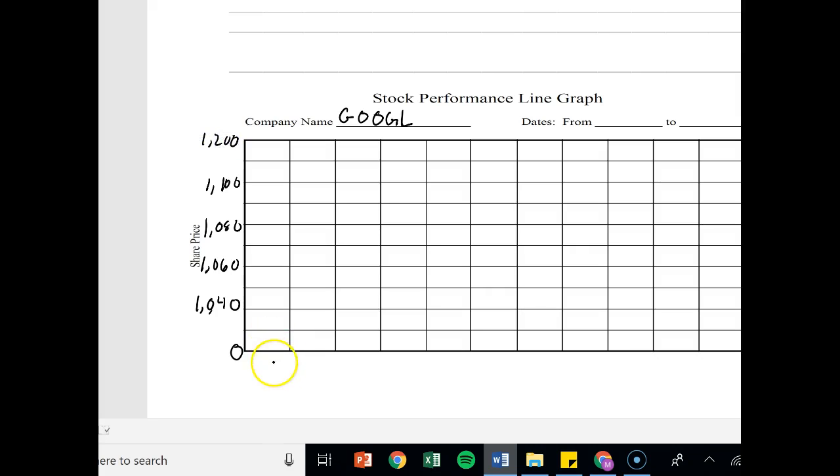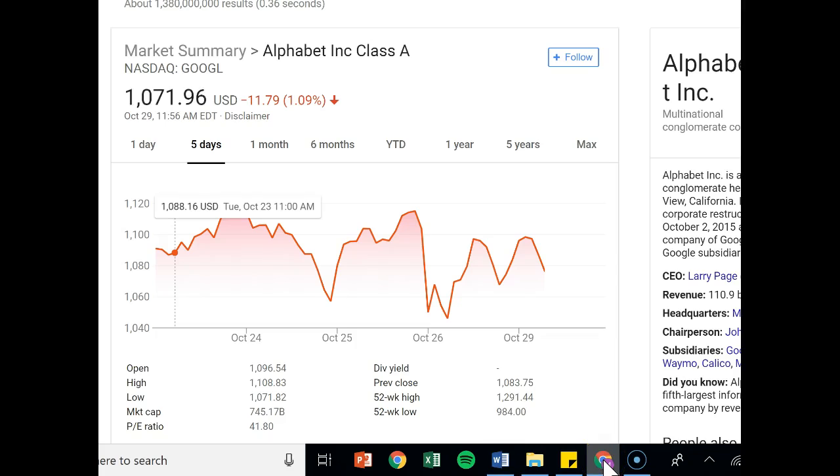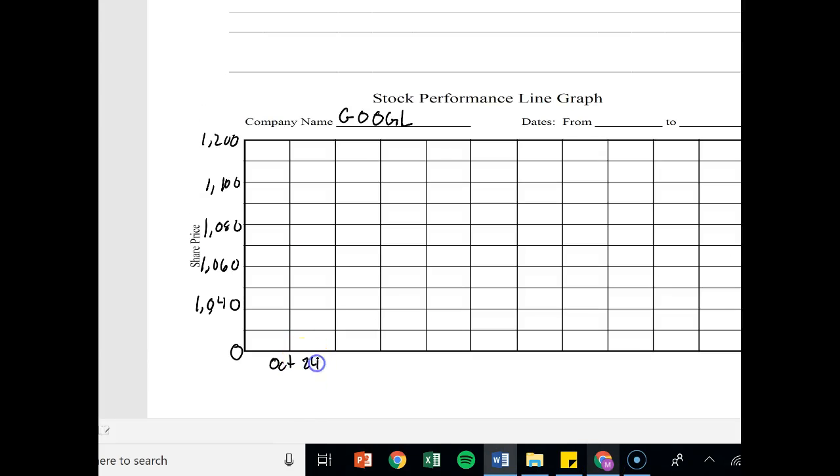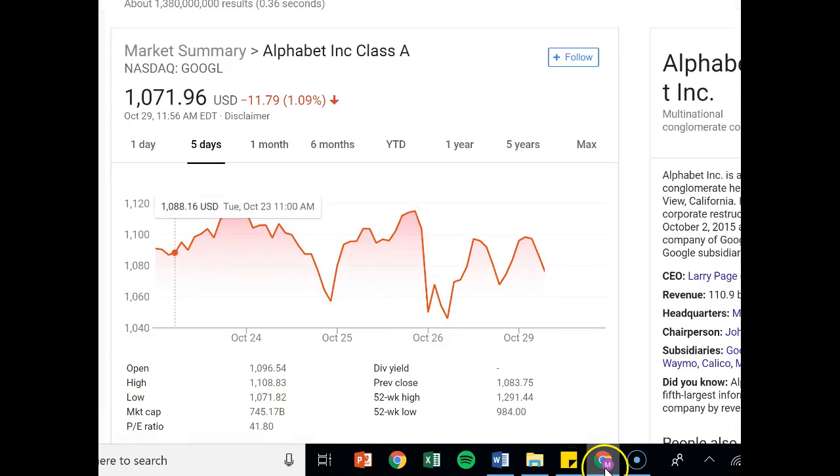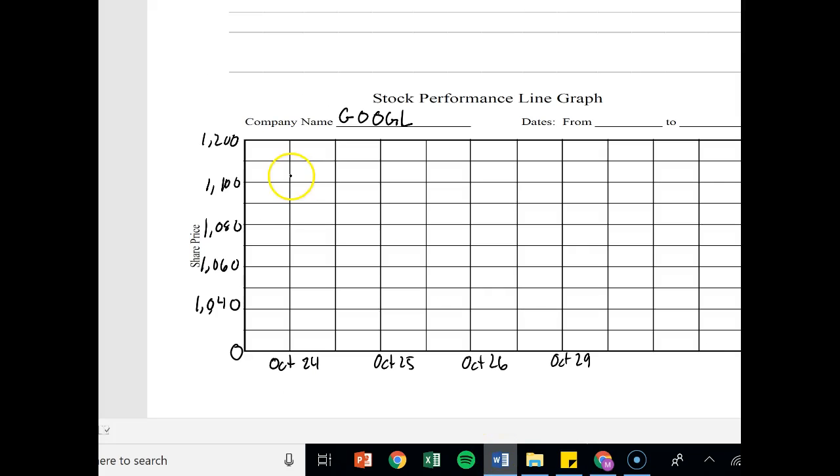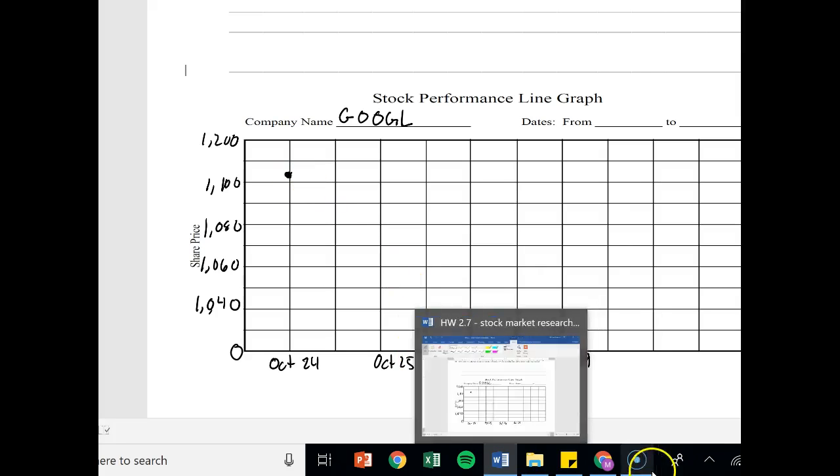All right, we'll say then the dates down here, October, what's the first date they gave us? 24th, and then skip a space, October 25th, skip a space, October 26th, skip a space, October 29th. We're not going to be able to do 5 days because we only have 4. And then basically what you're going to do is go to October 24th and say what the price was. So it was on October 24th, $1,114. So 1,114 would be about right there, and put a point.